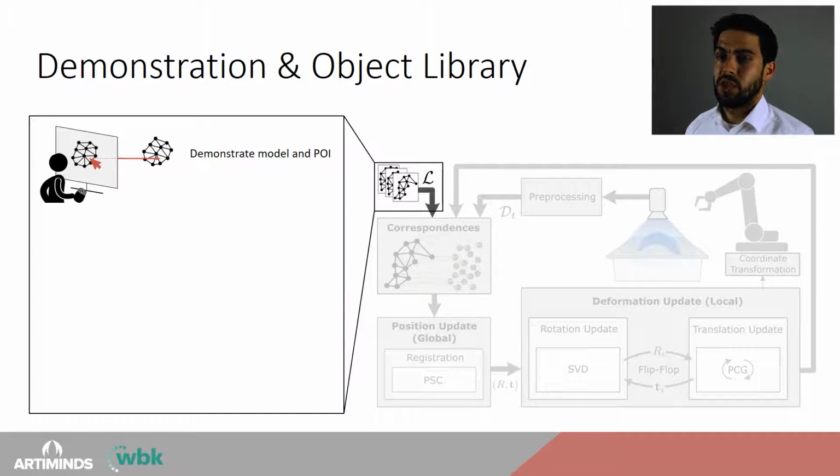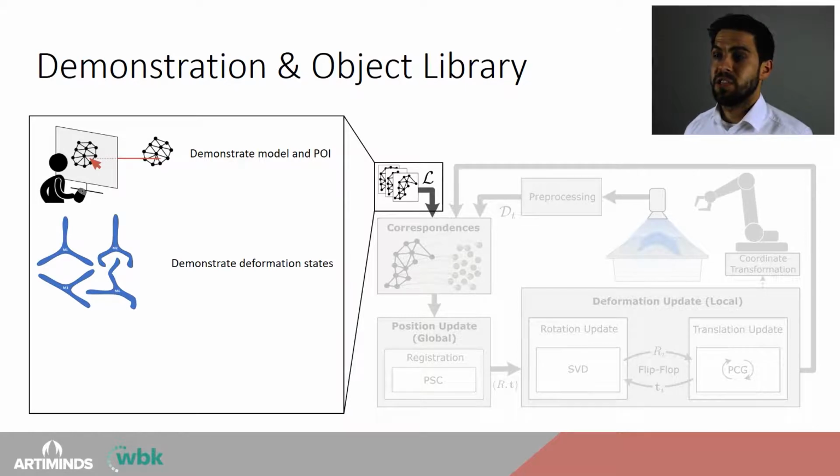In an offline procedure, the user demonstrates the model and the points of interest, and existing approaches usually struggle with large initial deformations. We address this issue by demonstrating the object in multiple deformation states, which are then combined in a so-called object library. This only has to be done once for a new type of object. During the online execution, the deformation estimation is initialized with the most similar model from the library.